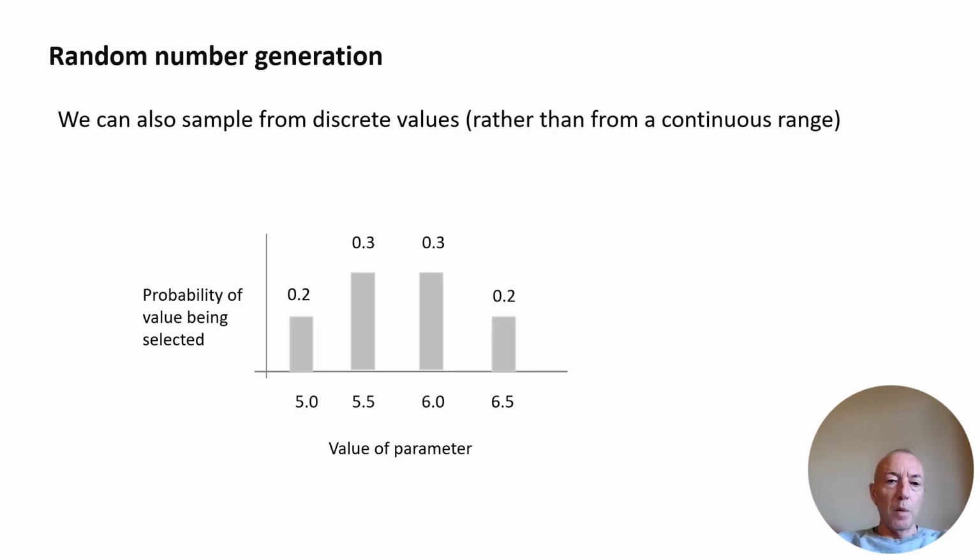But we can also sample from discrete values rather than a continuous range, and we actually do this quite commonly in the modeling that we do. So here we're considering different values for a parameter. We're not sure whether it should be 5, 5.5, 6 or 6.5. We think it's a bit more likely that it's 5.5 or 6, and so there's a higher probability of those being selected when we take a random sample, 0.3 each, than the values of 5 and 6.5 at 0.2 each.